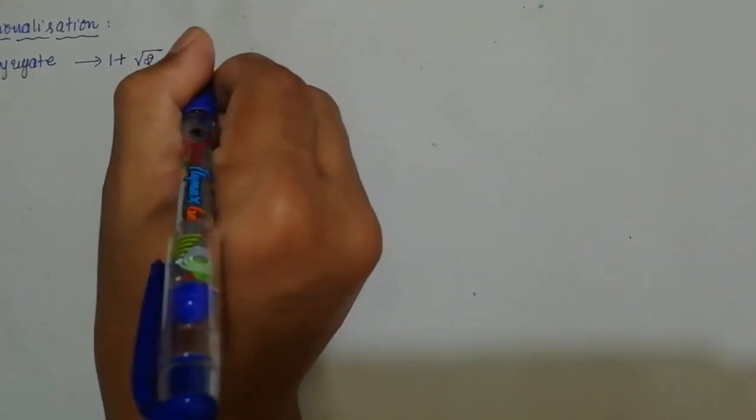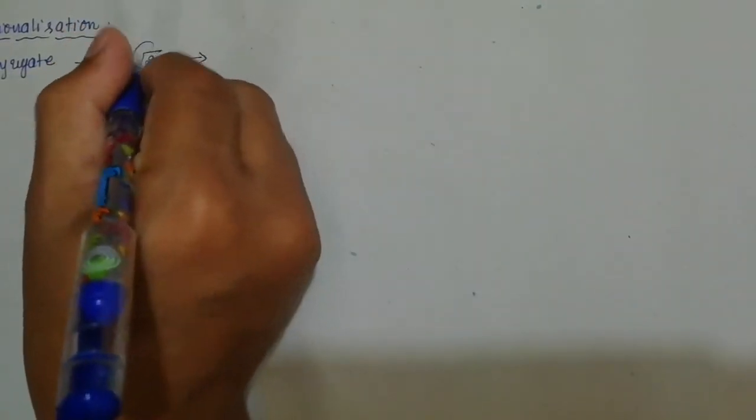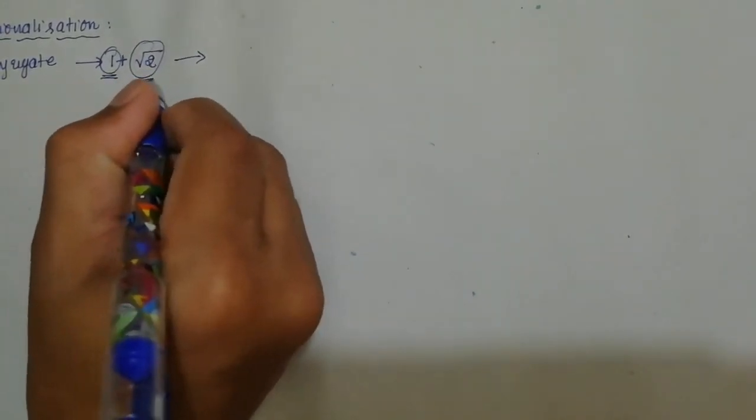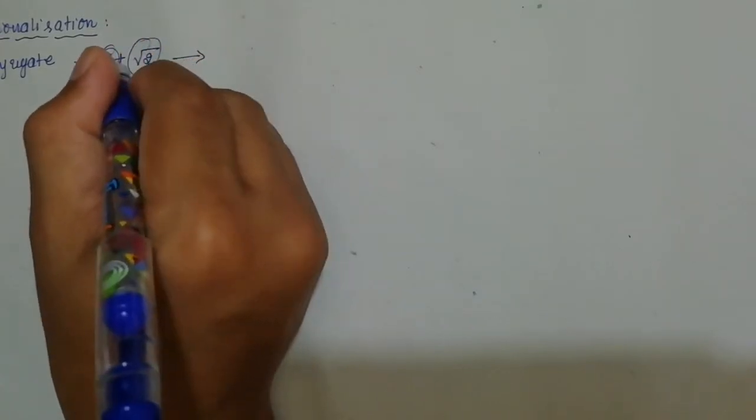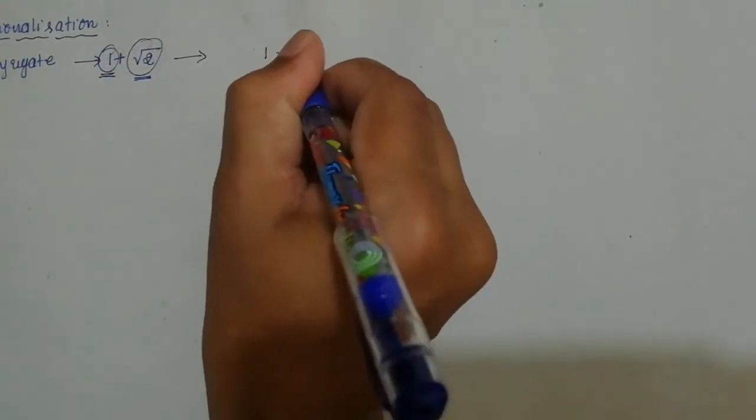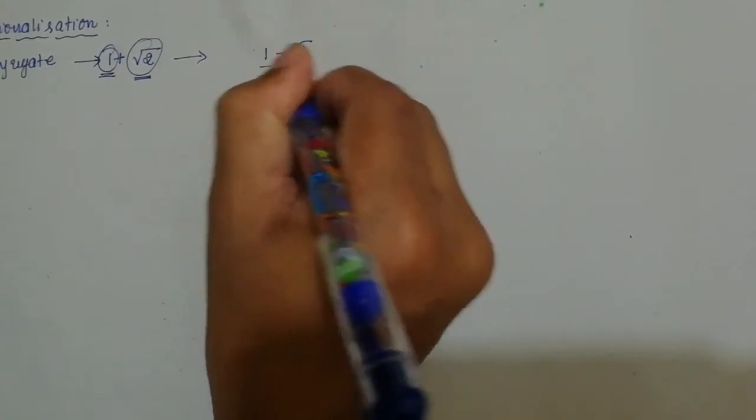To write down the conjugate of this one, look here, it is made of two numbers. The first term is 1, the second term is root 2. You need to change the sign of the second number. The second number is root 2. What is the sign? Plus. Okay, you need to change the sign, 1 minus root 2. So this is actually called what? The conjugate of 1 plus root 2.